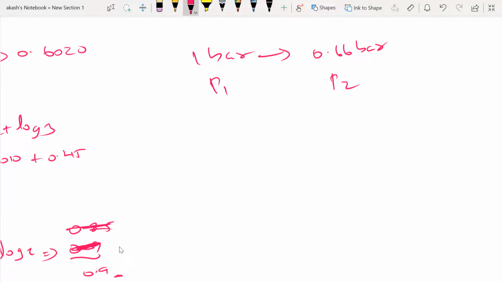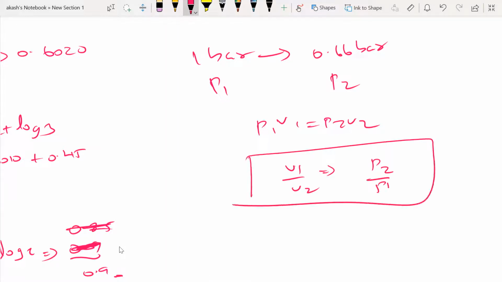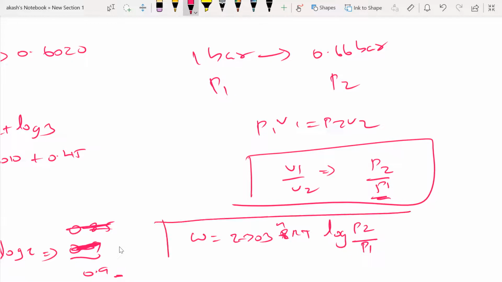They are also given as an ideal gas, right, people? So remember that we can use Boyle's law. What does Boyle's law say? P1 V1 equal to P2 V2, right? So if I want V1 by V2, that is nothing but P2 by P1. This is the relationship we'll be using here. So you can rewrite the formula as 2.303 nRT log of, instead of V1 by V2, P2 by P1. That's it. This is another formula which you can remember.